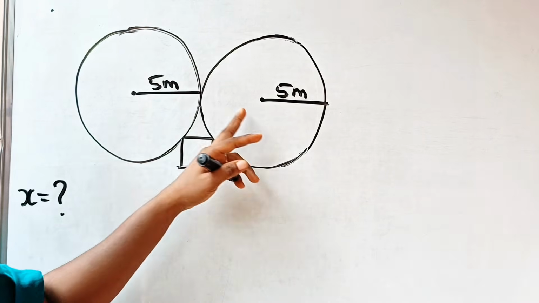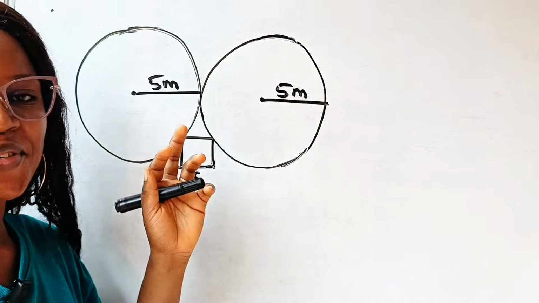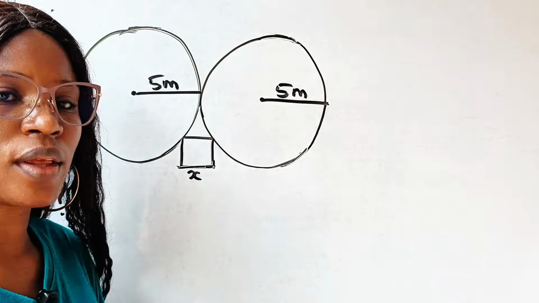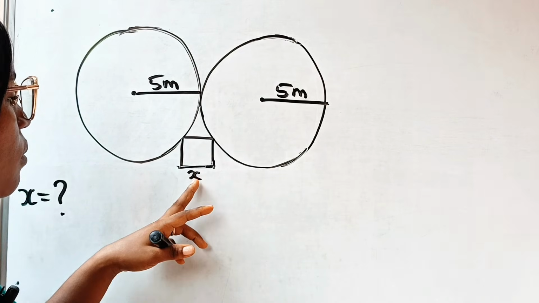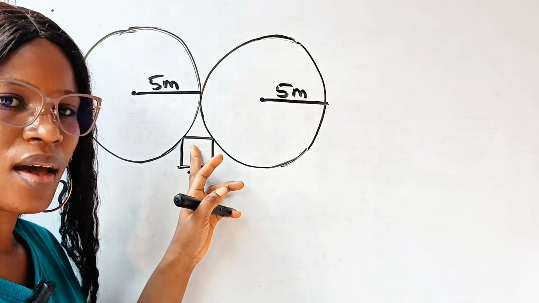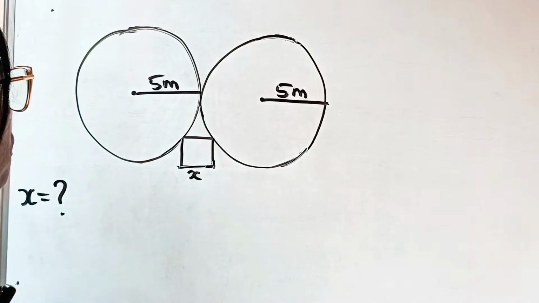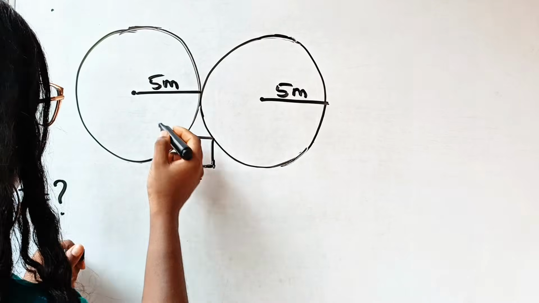So here we have an identical circle. This and this are equal. Please, this is not drawn to scale, but they are supposed to be equal to each other since they have equal radius. Now, this is x, the length of this small square, and we are asked to find its length. Okay, first of all, let us join this to this.